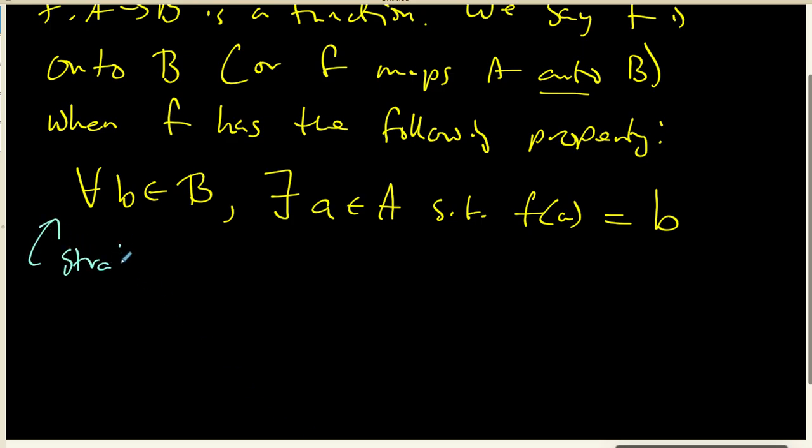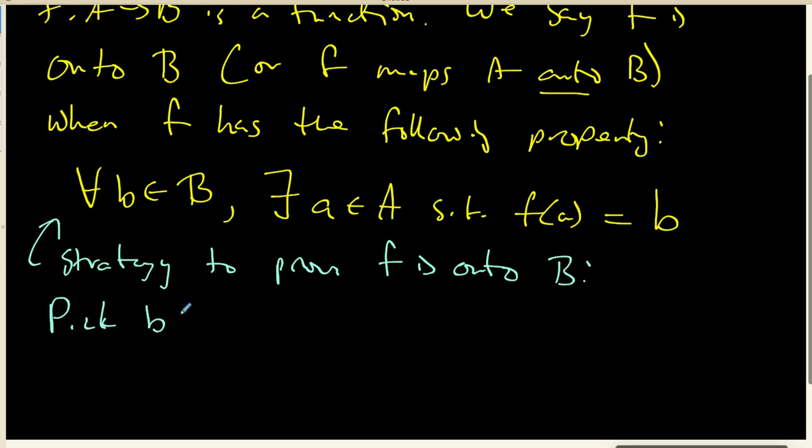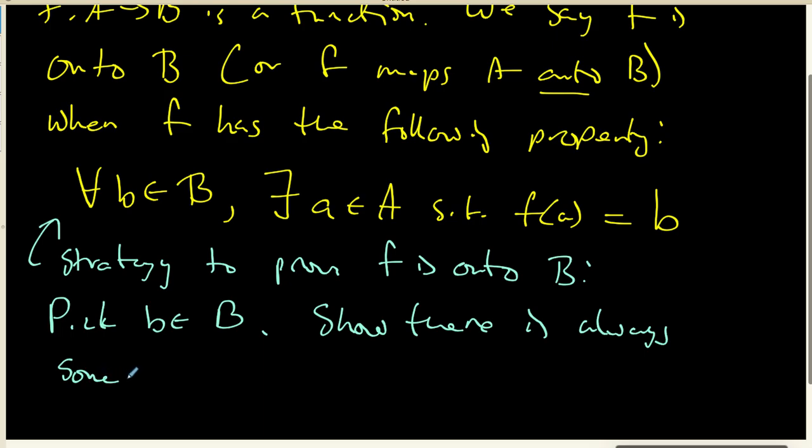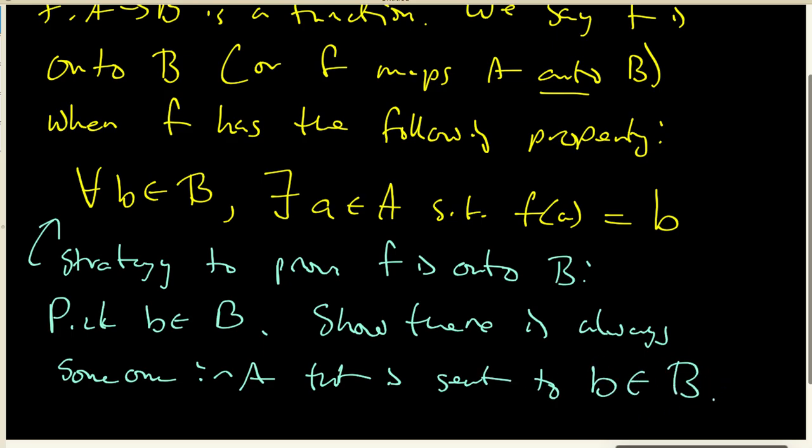So the strategy to prove f is onto B always starts out with: pick an arbitrary element inside B and show there is always someone in set A that is sent to that arbitrary b inside set B.